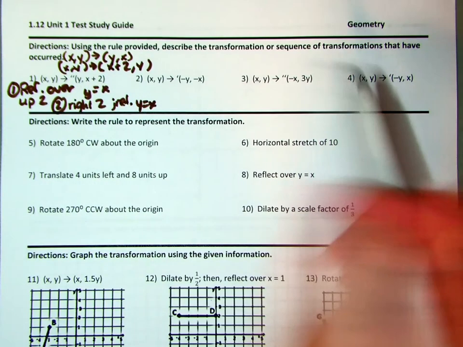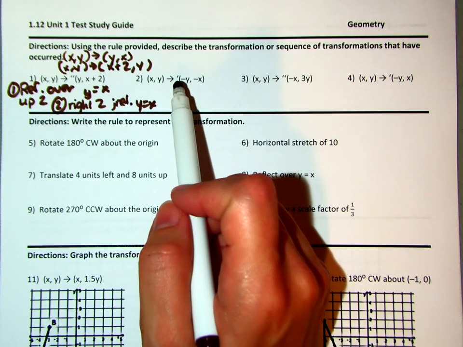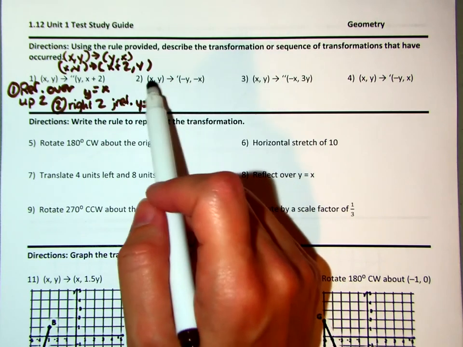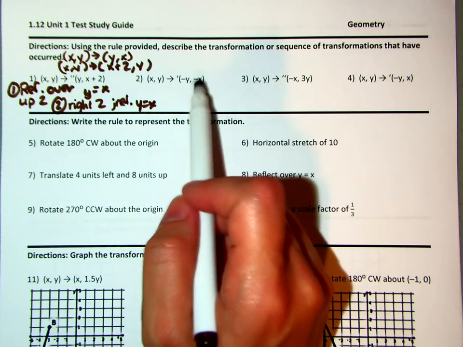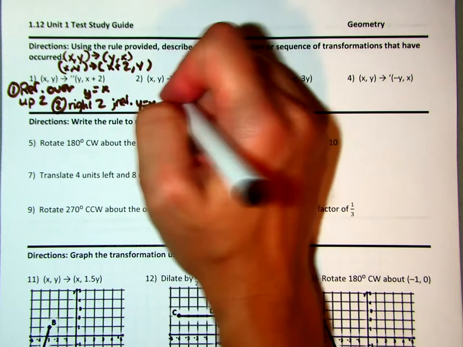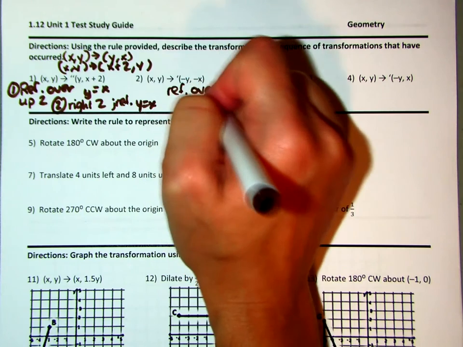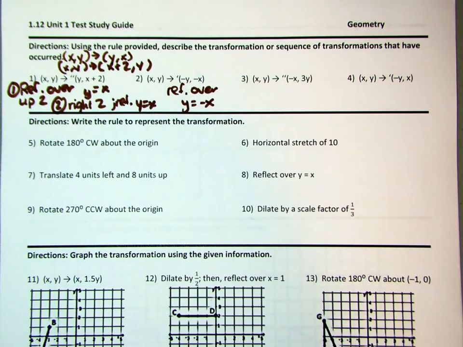On number 2, I see I have a single prime, which means that this can be done in exactly 1 transformation. So when we look, we see that x and y have now flipped and gone opposite in value. That is a reflection over the line y equals -x when we flip and negate.